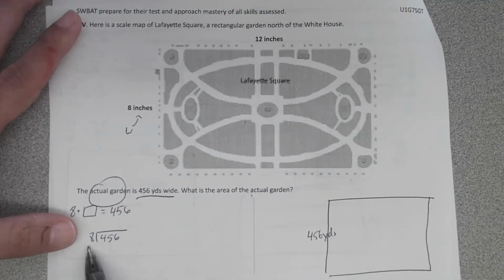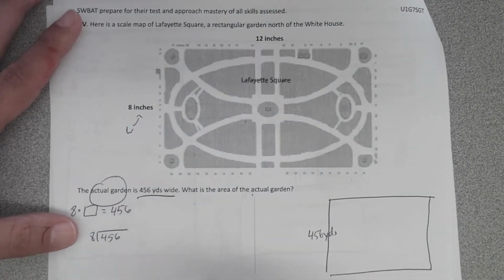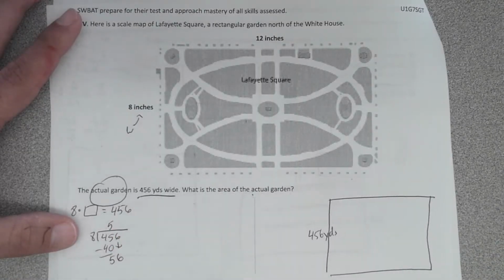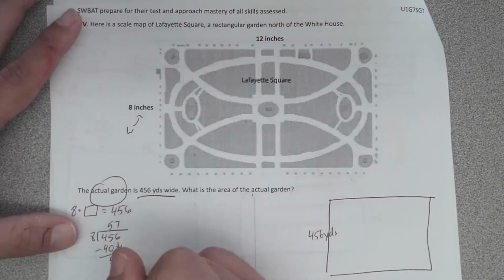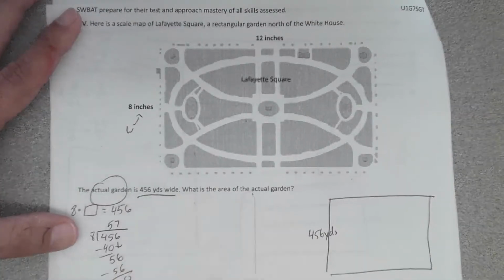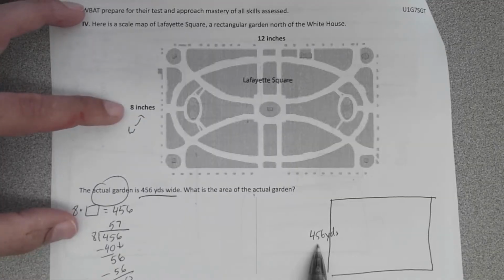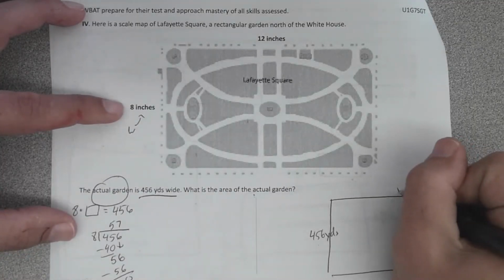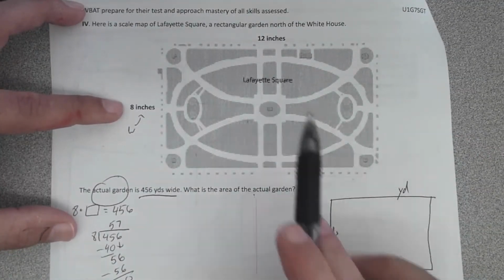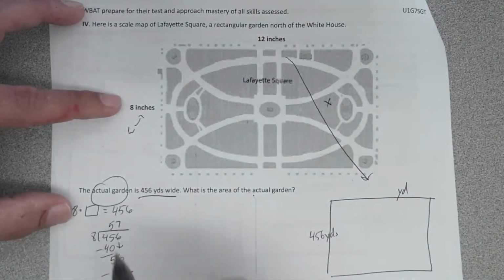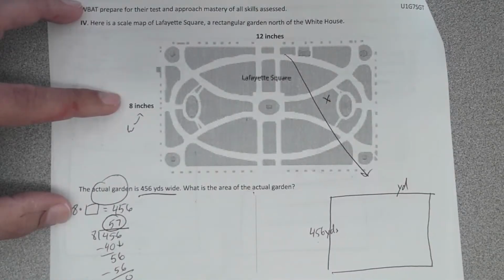8 can't go into 4, but 8 can go into 45. 8 goes into 45 5 times. 5 times 8 is 40. 45 minus 40 is 5. Carry down my 6. 8 goes into 56 7 times. So our answer there is 57. So that means 8 times 57 is 456. And so that means to get this piece here, I'm going to need to do 12 times my scale factor, which is 57.